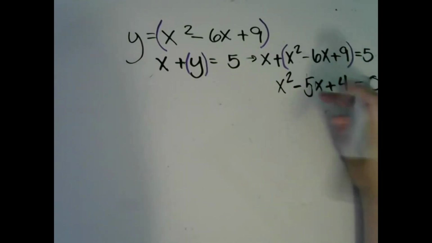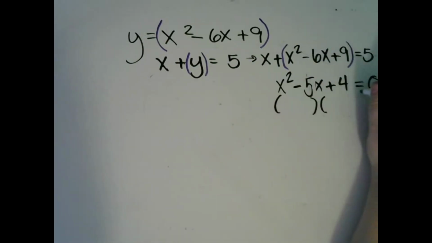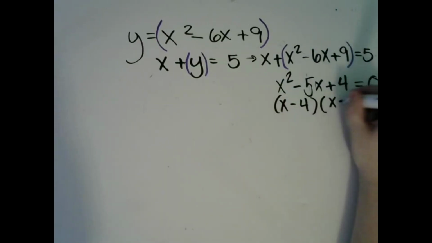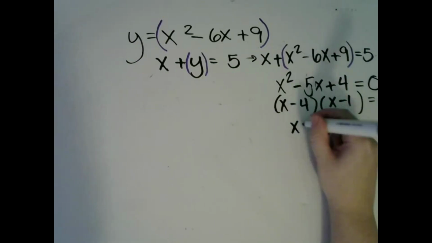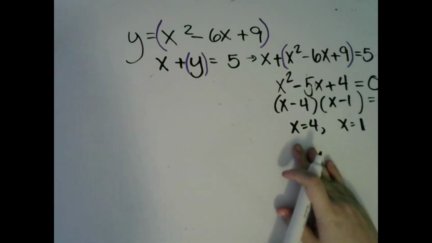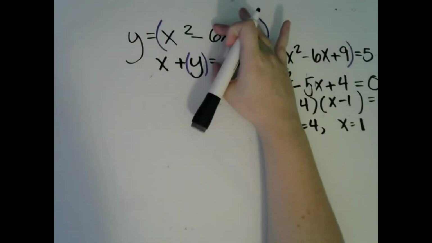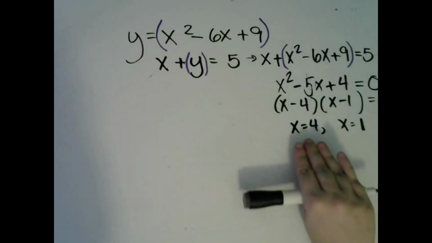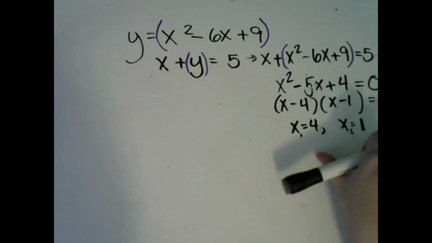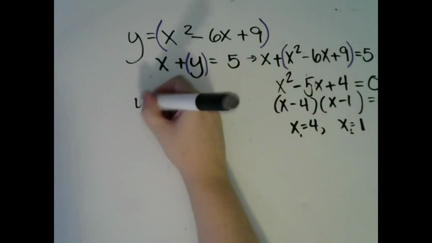In an ideal situation, the expression we're left with is factorable, which it is in this case. We're looking for numbers that multiply to be 4 that can add to be negative 5. So our two solutions are 4 and 1. However, the solution to a system of equations has to be an ordered pair that represents where the two equations intersect. So I have two intersections, we'll call them x1 and x2, and I have to find two coordinating y values. So we'll take this 4 and we'll plug it in for x.